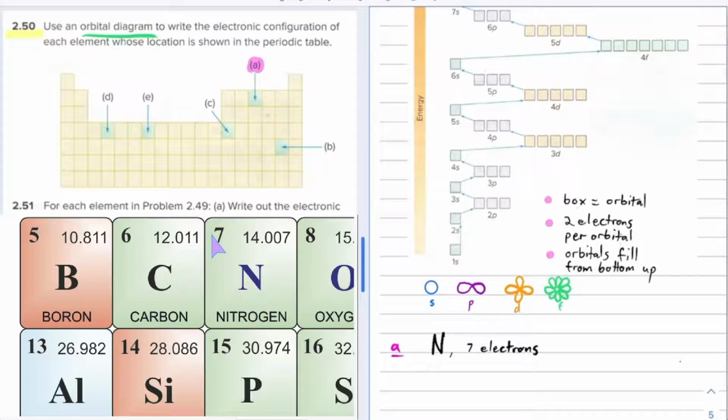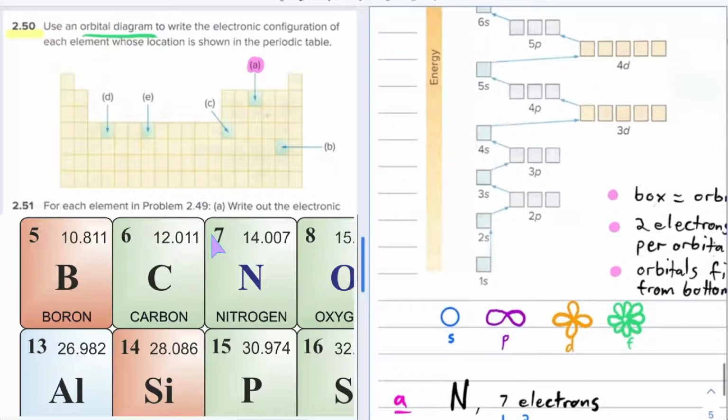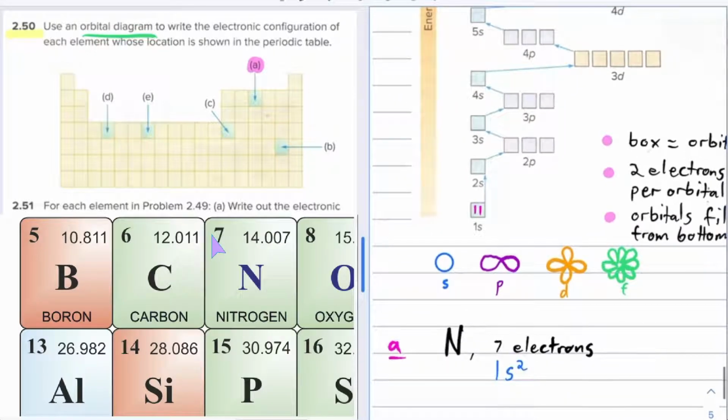I'll write it in blue: 1s2. So there's the 1s orbital with 2 electrons in it. If you want, you can fill an orbital diagram as you go, so maybe we'll do that here. Imagine 1, 2. Really they're arrows, so one is spinning up and the other is spinning down. Electrons have spins.